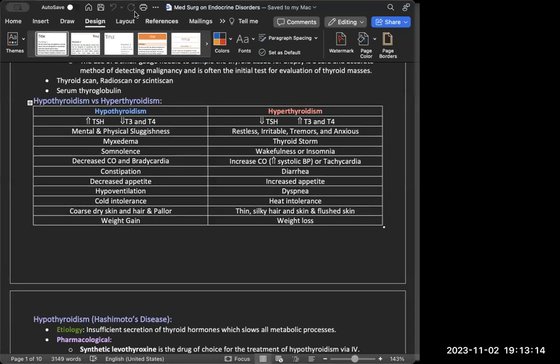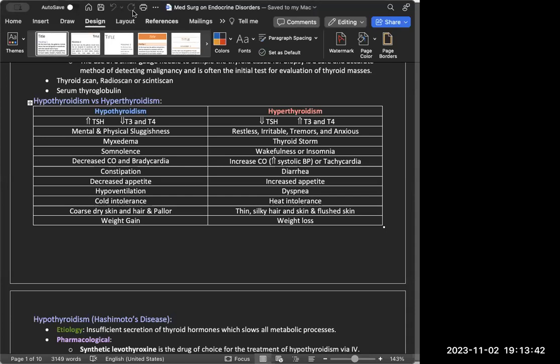I like to think of hypothyroidism as kind of similar to parasympathetic stimulation, because think about all the symptoms, right? There's bradycardia, there's constipation, there's decreased appetite. Everything seems to be slowed down. So I like to think of hypothyroidism as the slowed down version of everything. Everything slows, you're sluggish, you have no appetite, you don't like the cold, and you have weight gain.